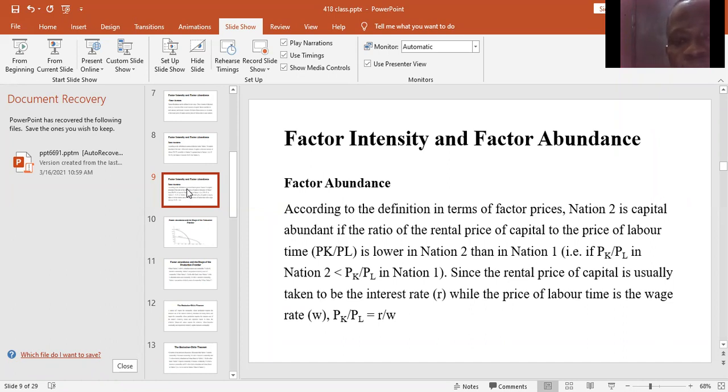But basically, what the Heckscher-Ohlin theory is telling us is that a country should export more of the commodity that requires more of the factor of production that is abundantly available in such an economy. The same thing goes for Nigeria.